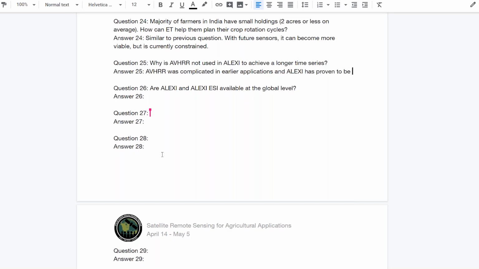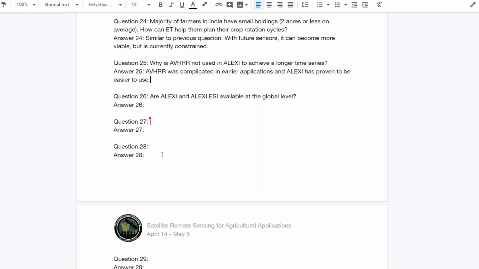Great. And last question, are ALEXI and ALEXI ESI available at the global level? Yes. We run both ALEXI ET and the ESI data from ALEXI at about 5 kilometers globally. The ESI is produced near real time and is available for download, and I can add the link here after we're done. The ET data is more of a retrospective tool, but we're working on getting it run in more of a near real time mode. And those serve as the boundary condition for our disaggregation tool, DisALEXI, when we want to run that field scale method over different areas of the globe.